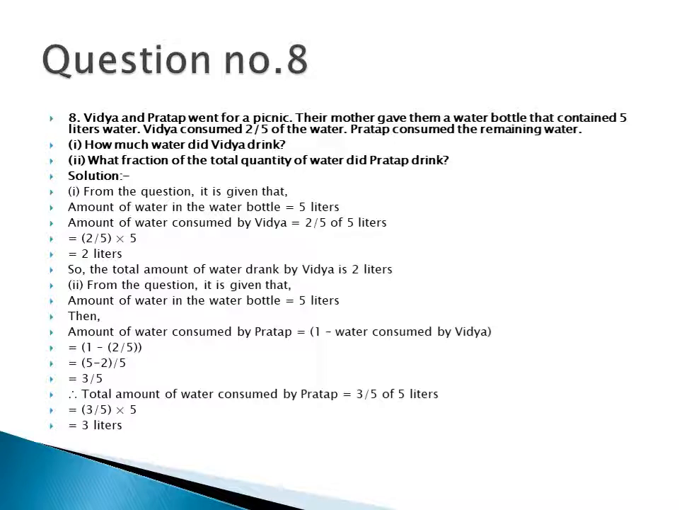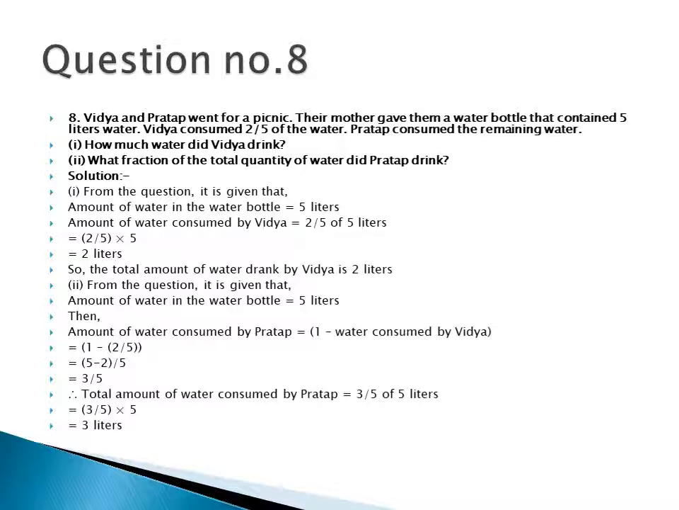So it's very simple. If you make 5 parts of 5 liters, then 2 are drunk by Vidya. So how many liters will be drunk by Pratap? 3 liters. That is equal to 3 by 5. Total quantity, that is 5 liters. That is 5 in the denominator, and the 3 will come for Pratap.